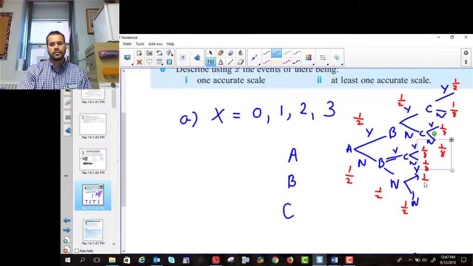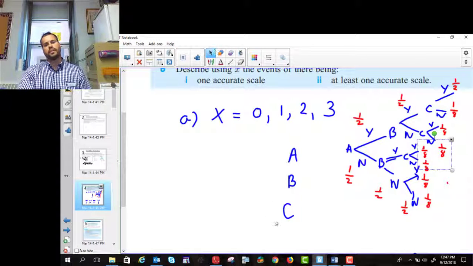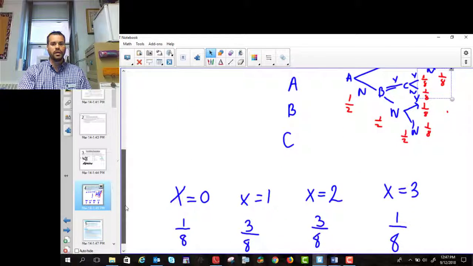If we're looking at one yes, then we have no, no, yes. That's one possibility. We have no, yes, no. That's another possibility. And we have yes, no, no. So there's actually 3 possibilities that will give us a 1. With 2, we have yes, yes, no. We have yes, no, yes. And we have no, yes, yes. So those are 3/8 as well.